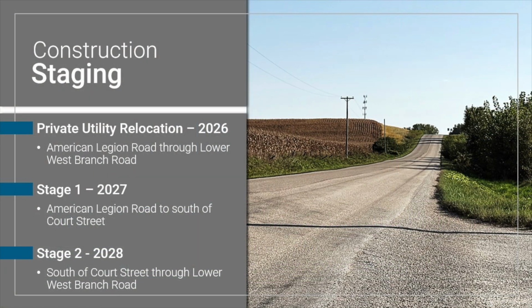So the stage 1, or the first calendar year, will be the south end of the project, from American Legion Road to just south of Court Street, that's about the halfway point. And then the second calendar year, stage 2 in 2028, will basically pick up where we left off south of Court and continue up through Lower West Branch Road.